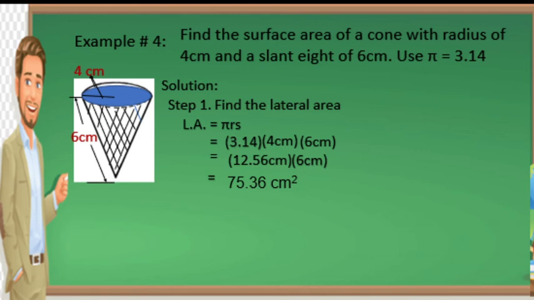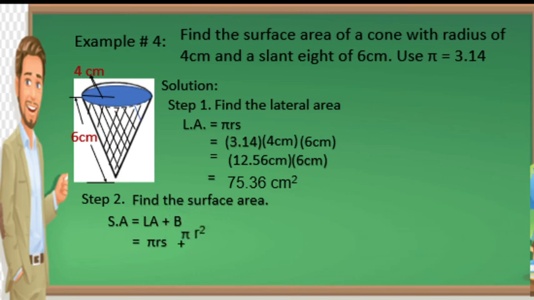Now, this time let us get the area of the base to be able to get the surface area. So let us include that so that we don't have a very long computation and so that it will not be tedious for you to get the surface area. So let's combine. The lateral area plus the area of the base is equal to pi r s plus pi r squared. Okay, let's substitute.